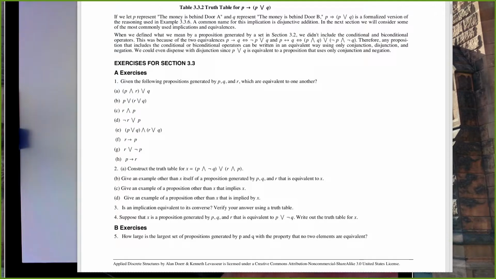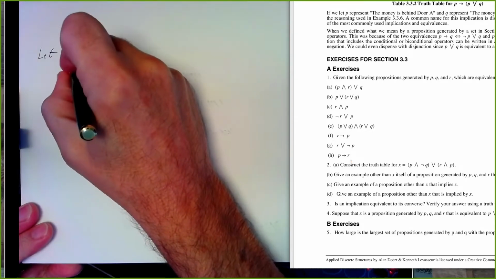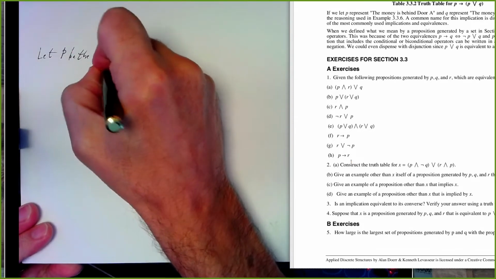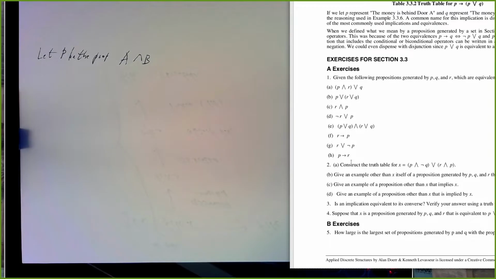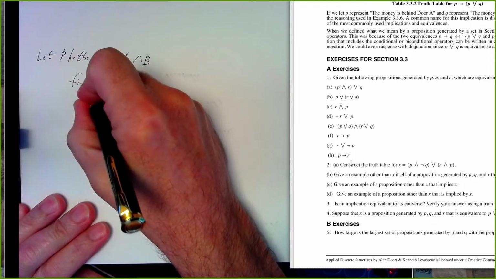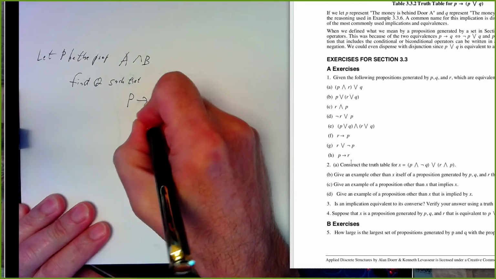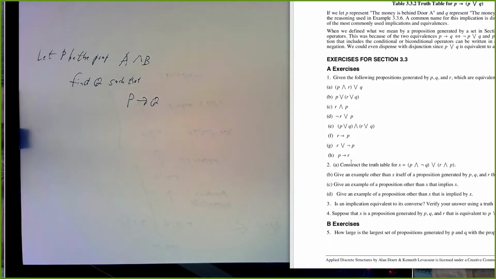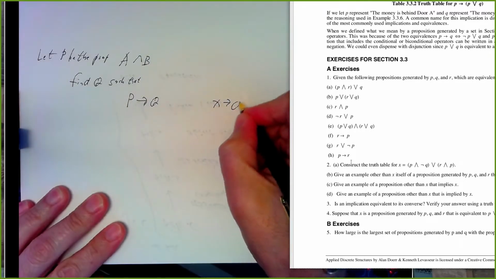So suppose I have a proposition A and B. Let P be the proposition A and B. So this is saying, find a Q such that P implies Q. So given the proposition that they've described, X, find a Q such that X implies Q.